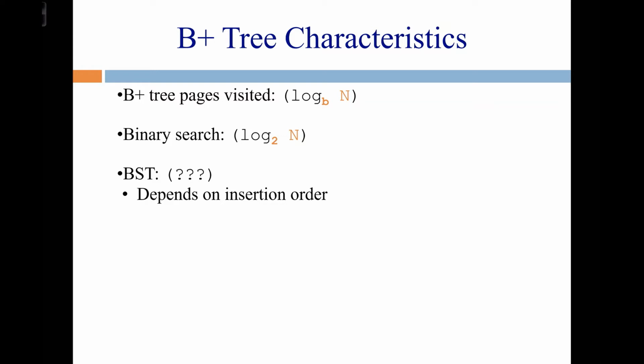If we use a B plus tree for a lookup, the number of pages, as we just saw, is log base B of N. If we just did a binary search, no data structure at all other than just a sorted array of pages, then it's log base 2 of N. If we use a binary search tree, well, it kind of depends on the insertion order of the nodes. Maybe we get lucky and get some page reuse, maybe not, but it's probably going to be more on the order of log base 2 of N.